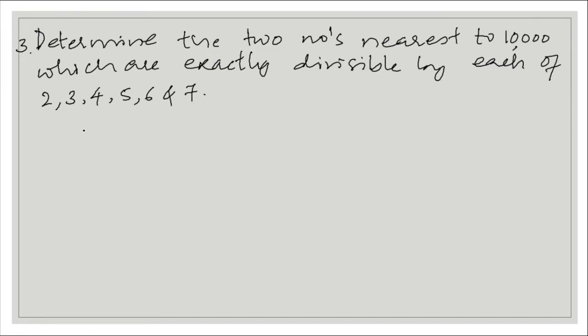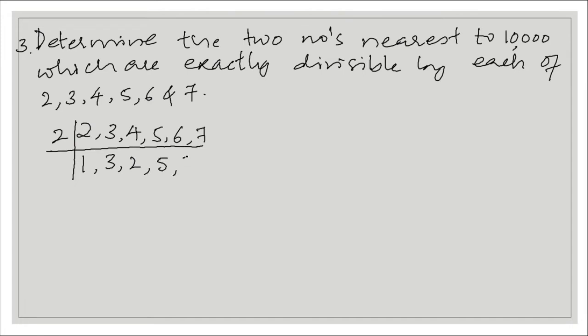To find the least number, I have to find the least common multiple. So for 2, 3, 4, 5, 6 and 7, I should find the LCM. So I will divide by 2. Here there are 3 repeated 2 times, so I will divide by 3.